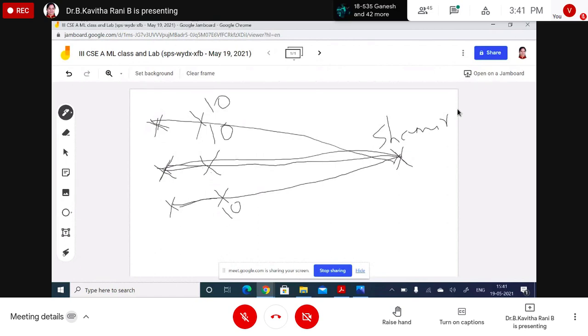So what has happened? What will happen by implementing the conjugate gradient method? I will be taking the average of these three.